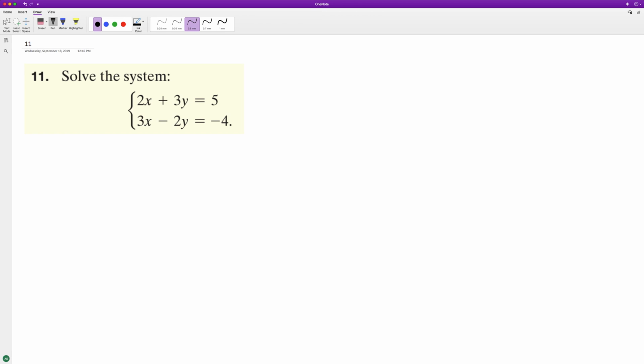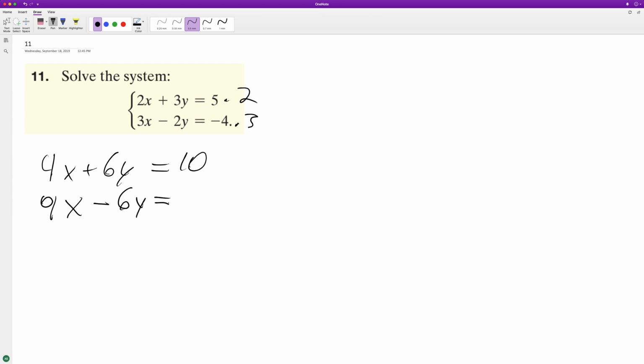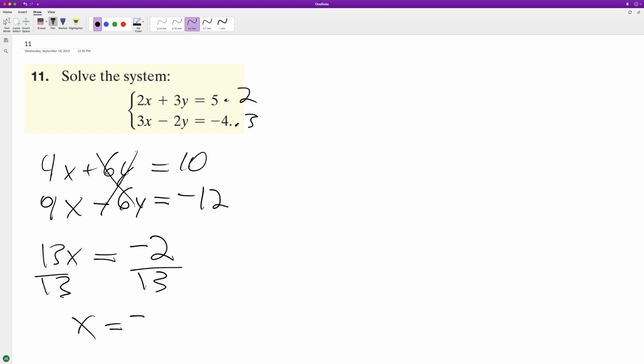So to do that, we'll get 4X plus 6Y equals 10. That's multiplying this through by 2. Multiply this through by 3. We'll get 9X minus 6Y equals negative 12. Add them together, we get 13x, the y's cancel out, is equal to negative 2. Divide by 13, and we get x is equal to negative 2 over 13.